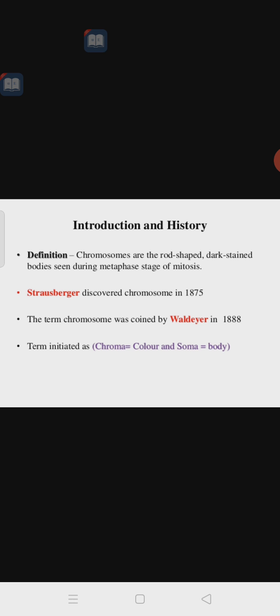Strasburger, he was the scientist who discovered the chromosome in 1875. The term chromosome was coined by Waldeyer. Okay, so Strasburger and Waldeyer worked on the chromosome. Strasburger discovered it, and Waldeyer gave the term chromosome. So chromosome, chroma is nothing but the color, and soma means body.